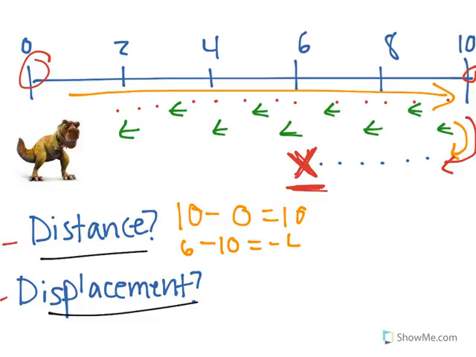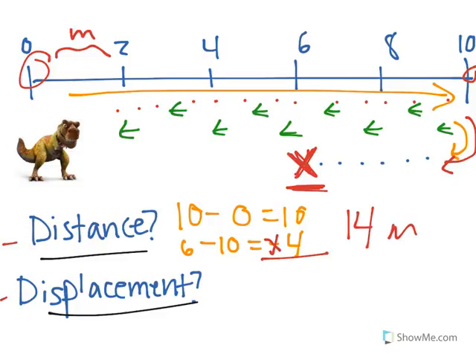So we end up with -4, but this is distance, so we don't care about the direction or the sign in this case. We can add these two values together to get 14. Let's say our units are in meters, so that would be 14 meters.